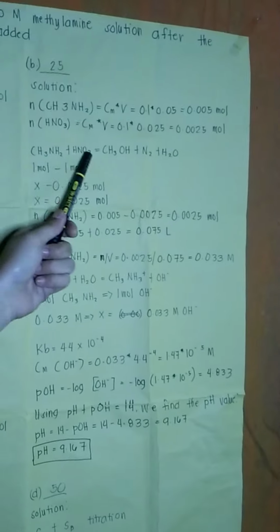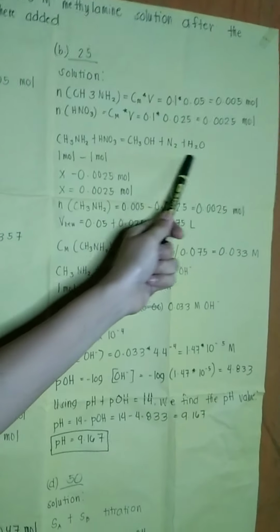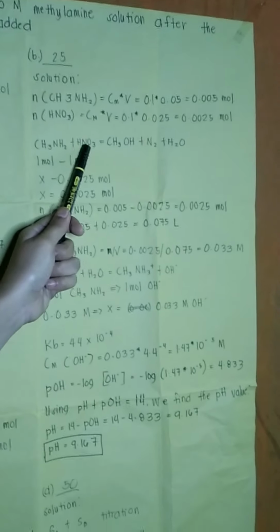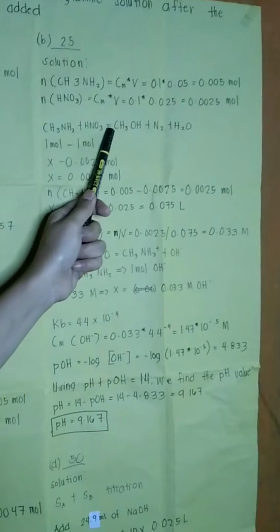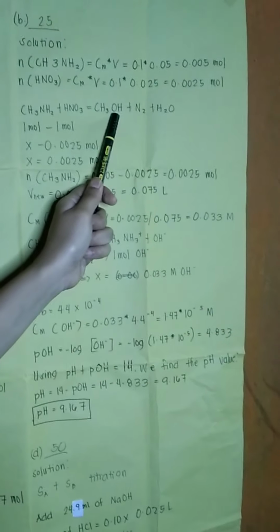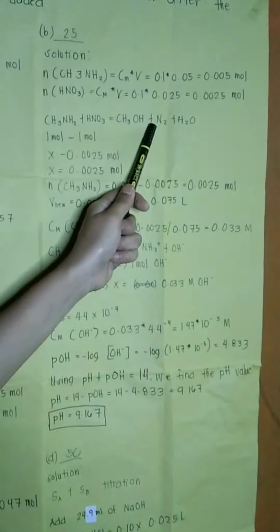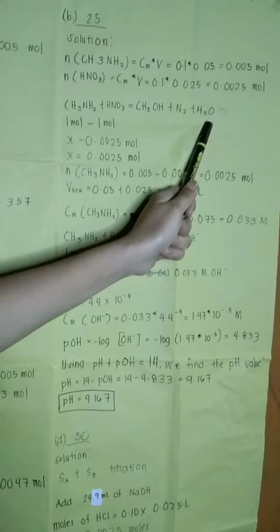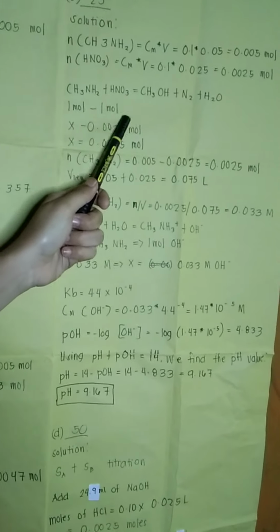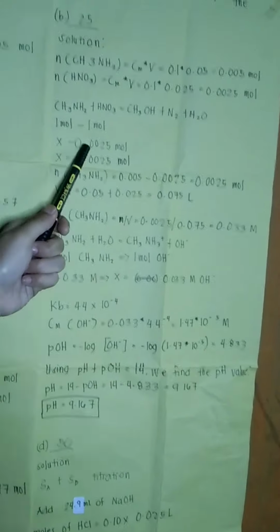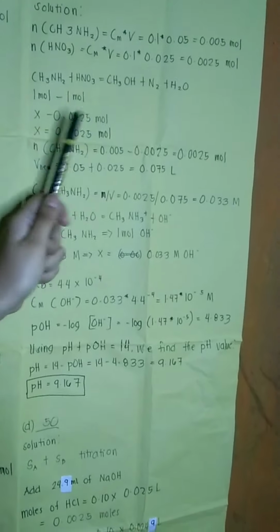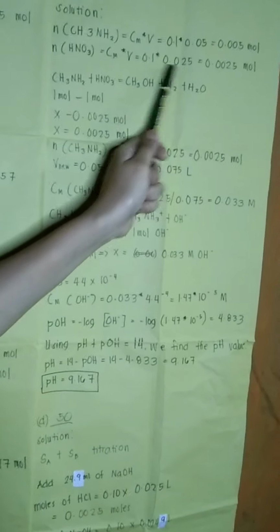If we balance this equation, we can get this: CH3NH2 plus HNO3, nitric acid, equals CH3NH3NO3 plus H2O, or water. 1 mole to 1 mole. X to 0.0025 mole. We get this from this. X equals 0.0025 mole.